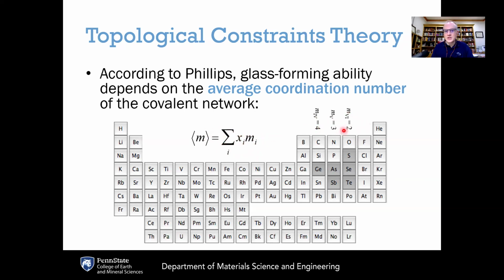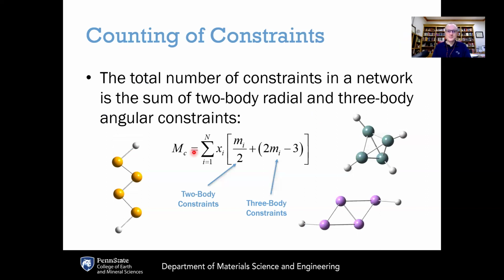So taking these coordination numbers, 2 for sulfur, selenium, and tellurium, you would use the mole fractions of sulfur, selenium, and tellurium. That gives you its contribution to the average. Then you'd have the coordination number of 3 using the mole fraction of arsenic and antimony, and then the coordination number of 4 using the mole fraction of germanium. And then that weighted average gives you the average coordination number, this M in angle brackets. Now, the next step is how do we go from the coordination number to actually counting the constraints?